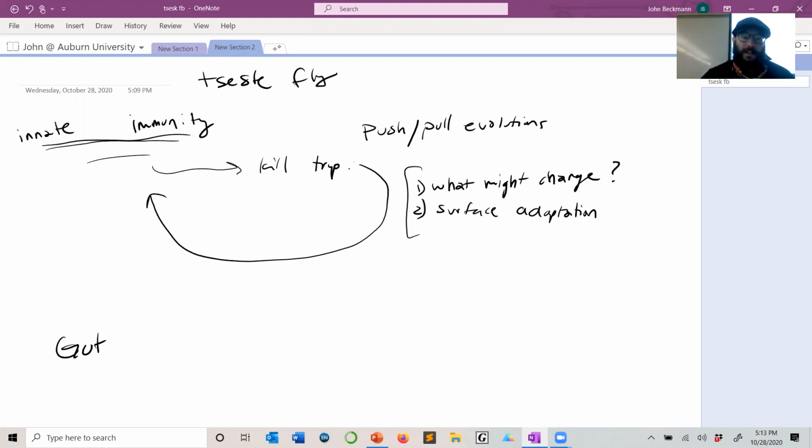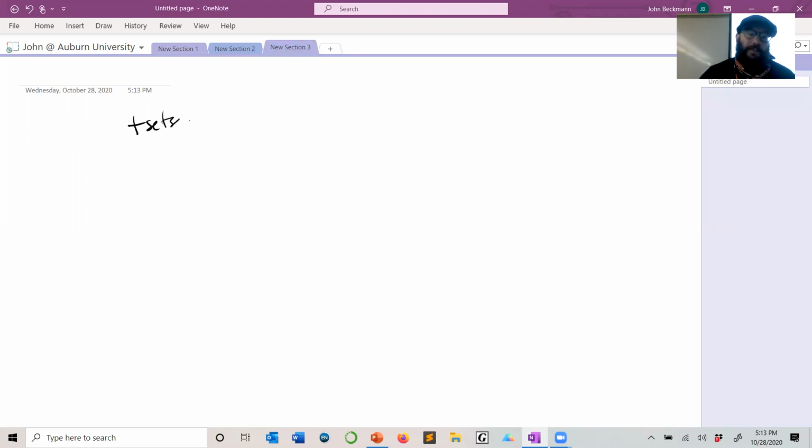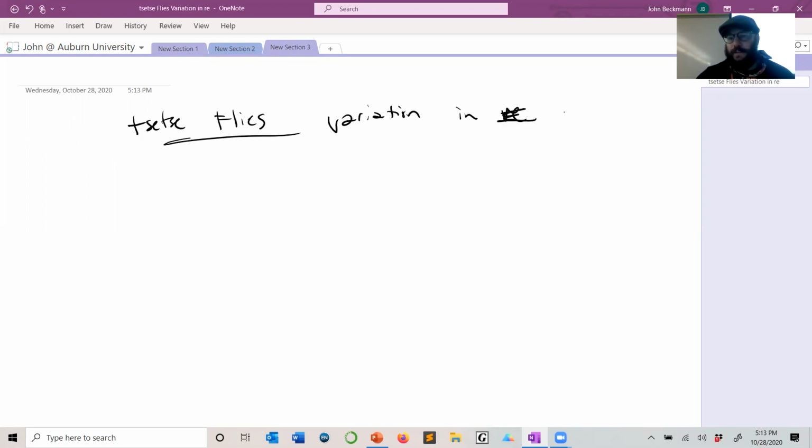Okay, let's talk about tsetse flies specifically. Tsetse flies have a lot of variation in vector competence, VC, species to species. This is one reason I like to use the tsetse flies as the example of this. They have a lot of variation in their ability to transmit trypanosomes. So let's take some different species. Glossina morsitans. This is one species.